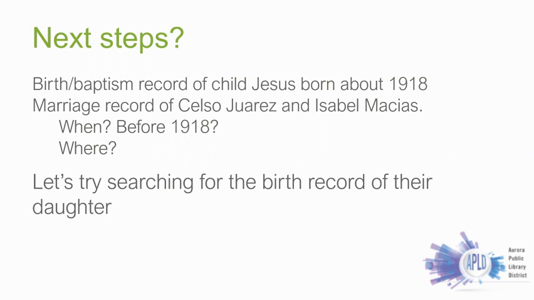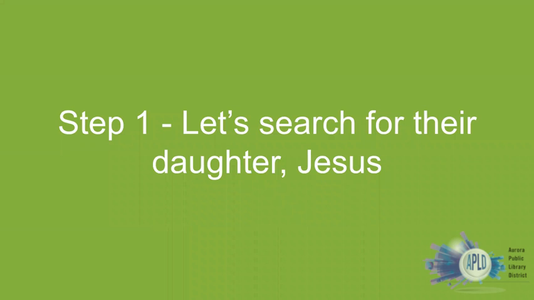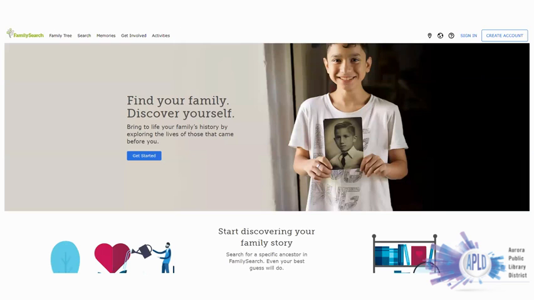So as I look at these two goals, I think my best chance for success is maybe to try searching for the birth record of the daughter, because I have her name and I know about when she's born, and they're in Aposol. So step one, let's try to search for the daughter Jesus and see what kind of information we can find.